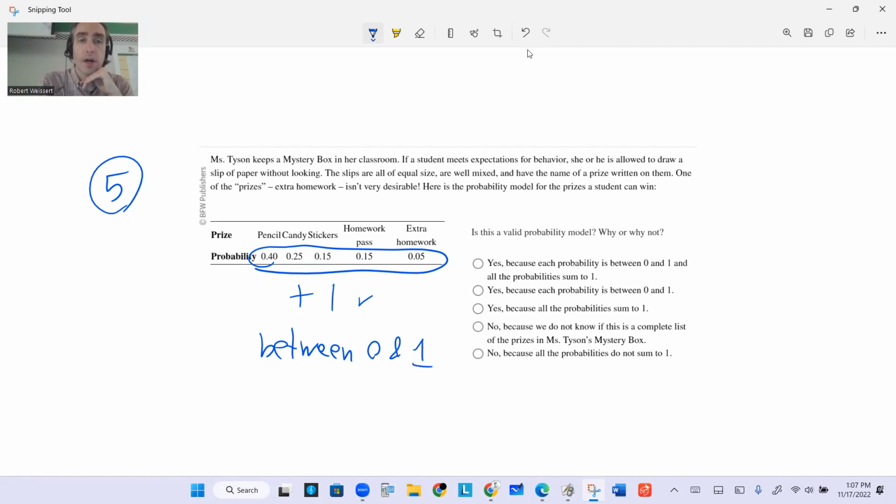So those are your options. Each is going to be adding to 1. So it is a valid probability model because each probability is between 0 and 1, and all the probabilities sum to 1. So that will be your answer on that one.